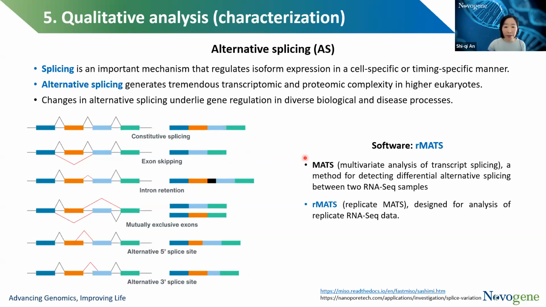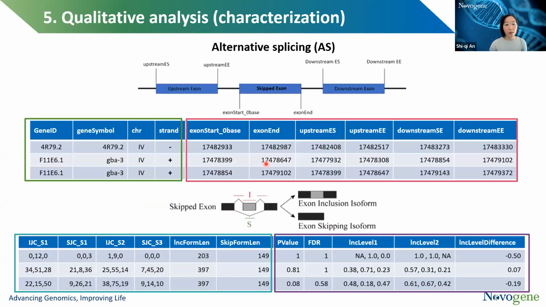The software we use to identify them is rMATS. It is basically a more advanced version of MATS. rMATS is able to analyze replicate RNA-seq data. Because there are so many different types of alternative splicing, I'm just going to use skipped exon as an example to show what you can get from this analysis. Basically, there are two different parts of information I'm going to receive. The first part identifies the location and the events where it actually happened. It tells where it happened, what the upstream situation is, what the downstream context is, and where the skip happened.